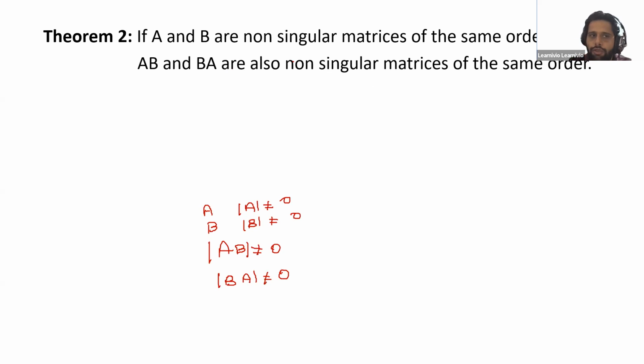Okay. So I hope theorem 2 is clear to everyone. If A and B are two non-singular matrices of the same order, then if you multiply them, the resultant will also have a determinant which is not equal to 0. This is clear? Theorem 2? Yes, sir. Okay, very good. Then please note down this theorem and confirm to me.